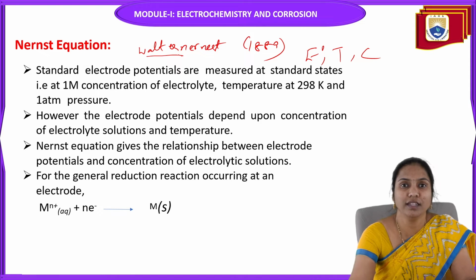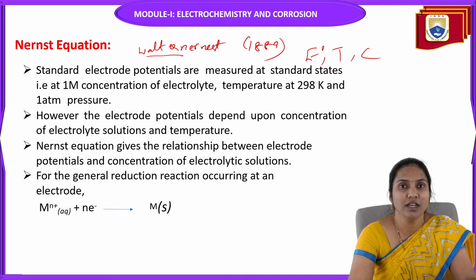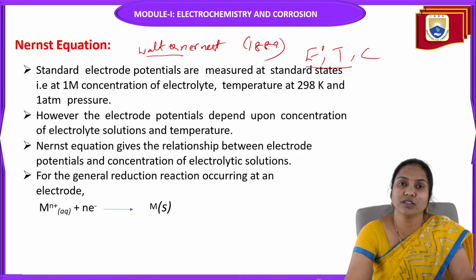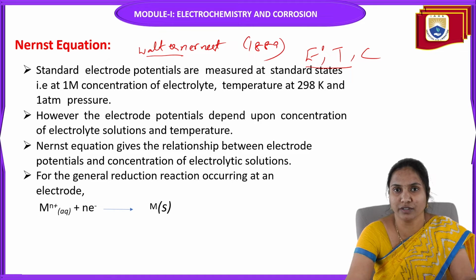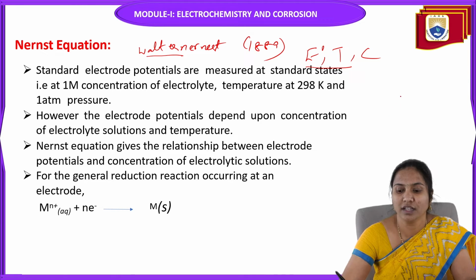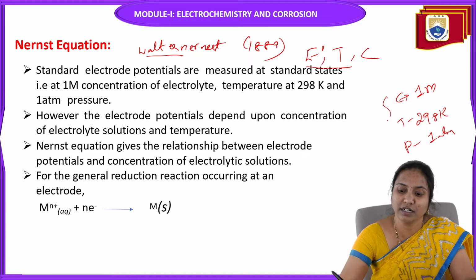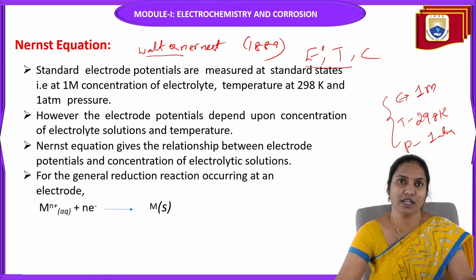So Walter Nernst derived this equation in 1889. This equation explains the relationship between electrode potential, temperature and concentration of the ions. The electrode potentials mainly depend upon the concentration of the electrolyte solution and temperature. That means here we are maintaining standard conditions: concentration is 1 molar, temperature is 298 Kelvin or 25 degrees centigrade, and pressure is 1 atmosphere. So we are maintaining the standard conditions and we can calculate the electrode potential of that electrode.